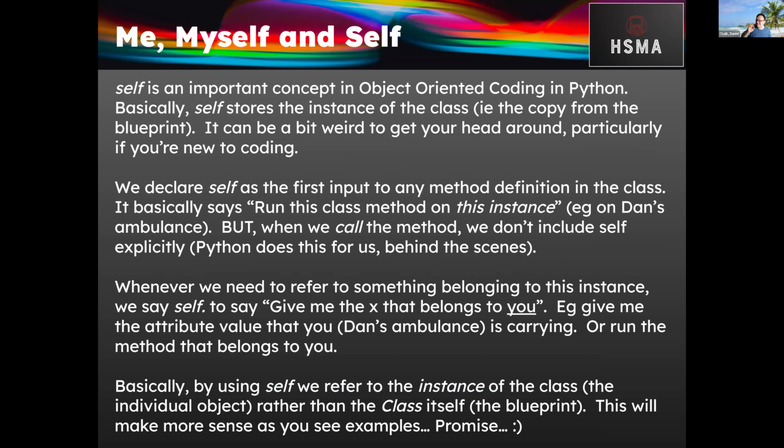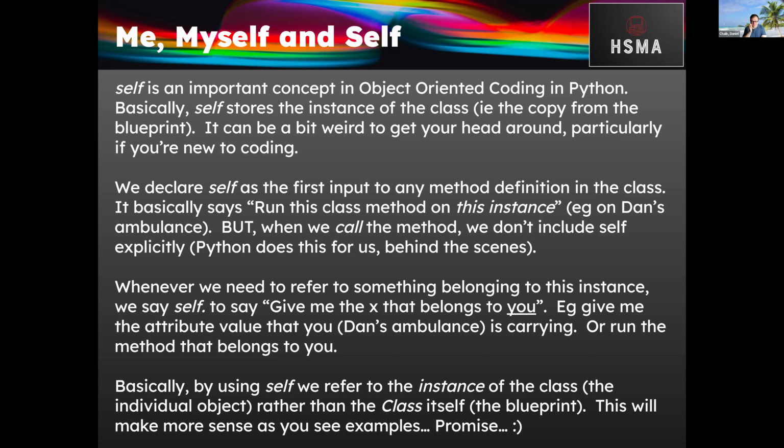However, this can confuse people a little bit. When we call the method, so when we've created the object and then we tell Dan's ambulance to drive, we don't pass in self when we call that. We just pass in the other inputs as though self isn't there. That's because Python will deal with self itself. So self is just there to store that particular copy of the object, if you like.